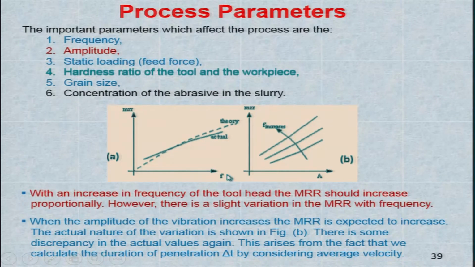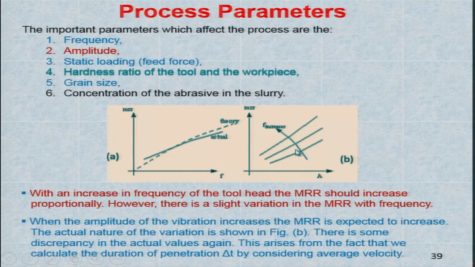These are the curves which show the relationship between the frequency, amplitude and the material removal rate. Here is the same thing: this is the actual curve, and theoretically it should have been a straight line. As the amplitude is increasing, the material removal rate is increasing. But we will get more material removal rate as the frequency is increasing.